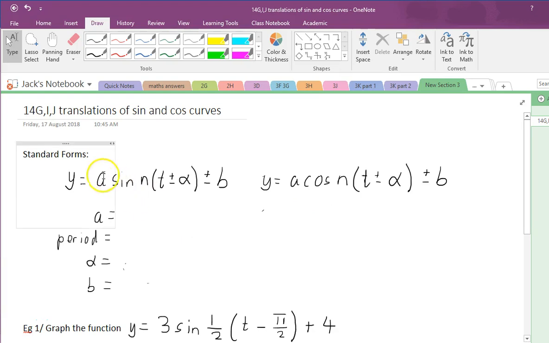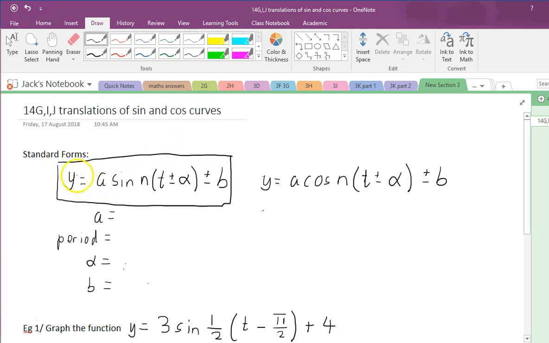So the standard form in its entirety for any sine or cos curve is this here. You should have this in your book for both sine and cos, along with what each of the letters actually stand for. A, the letter out the front, stands for amplitude, so how high and low the graph goes. The standard period for any sine or cos curve in general is 2 pi. And if there is a coefficient of t, or n here, the period changes to being 2 pi divided by whatever n is.